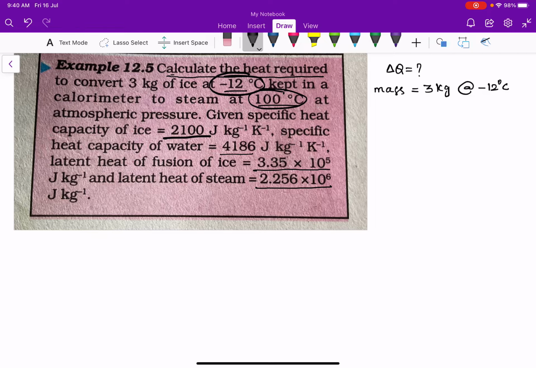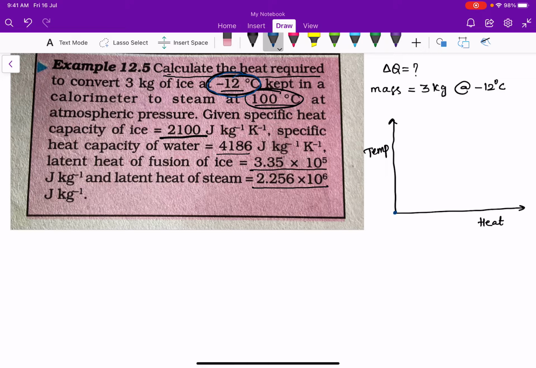Okay, so here, as we have discussed already about the graph of temperature versus heat, I am drawing it again. Temperature versus heat graph. Initially, it is in the form of ice at minus 12 degrees Celsius. When we supply some heat energy to the ice at minus 12 degrees Celsius, because of the supply of heat energy, the temperature rises from minus 12 degrees Celsius to 0 degrees Celsius. Initially, the temperature is minus 12. The temperature rises from minus 12 to 0.